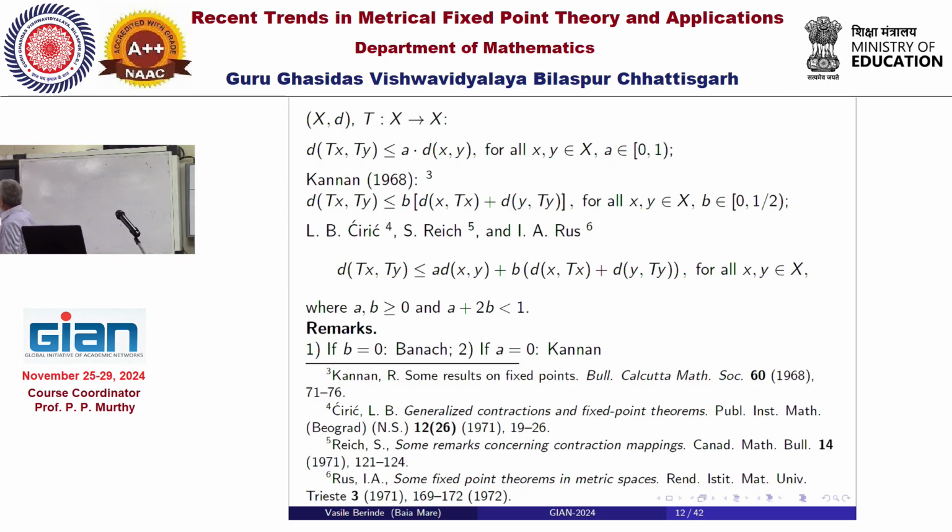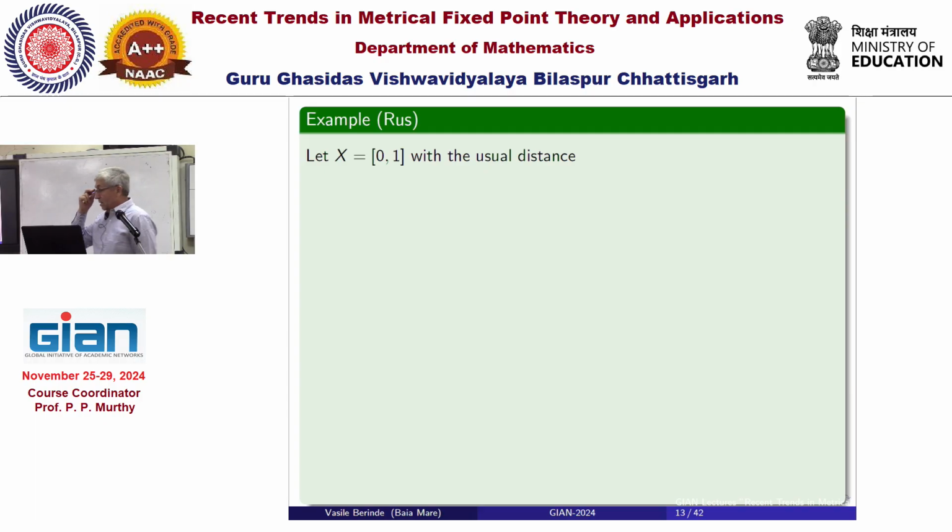Of course, when B is 0, we get the Banach contraction condition. When A is 0, we get the Kannan contraction condition. As I know, Kannan, maybe I'm wrong, moved to the United States, and he was working in computer science, I guess, rather than in mathematics. At least I know.